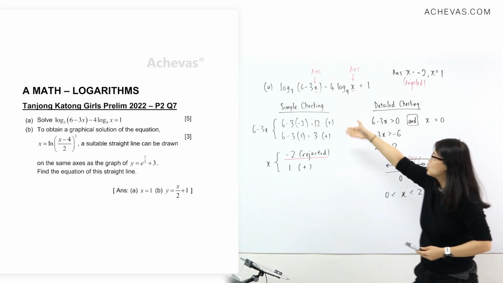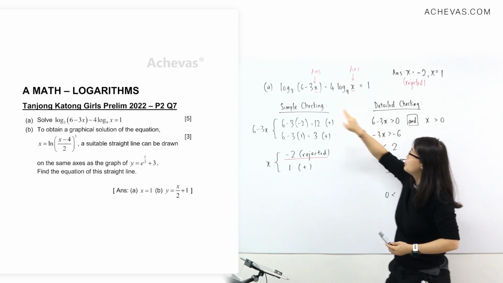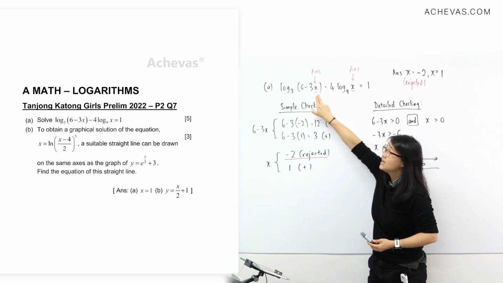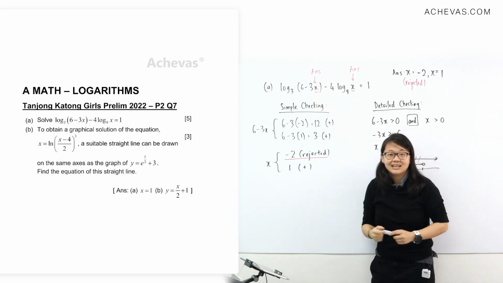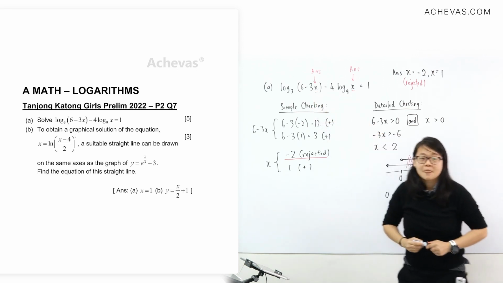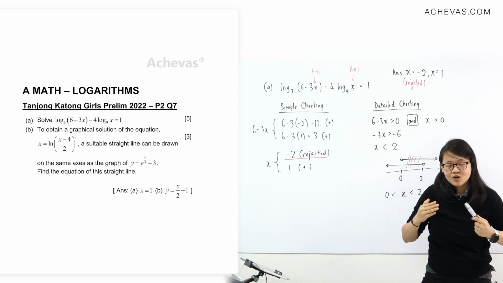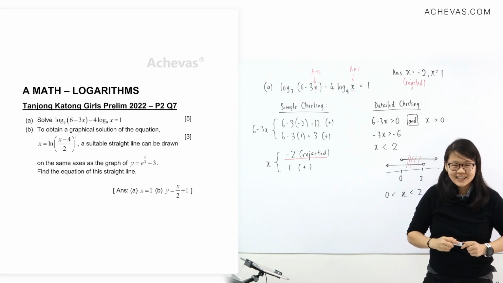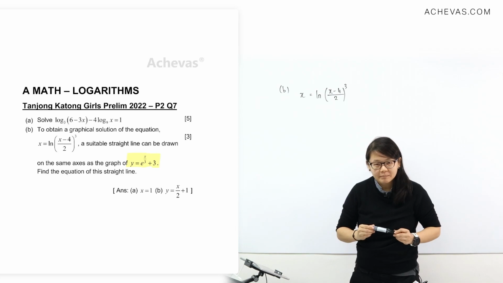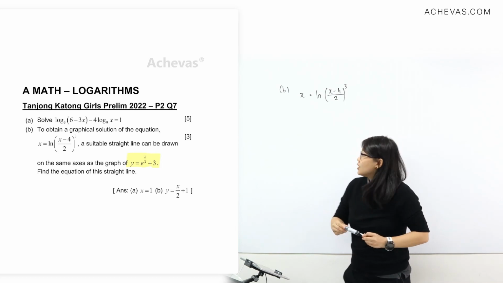Okay, so a simple checking you don't have to show. If you can mentally put your answer into this position and this position, and if they don't satisfy the condition of positive, reject the answer. Okay, now let's take a look at part B of this question.